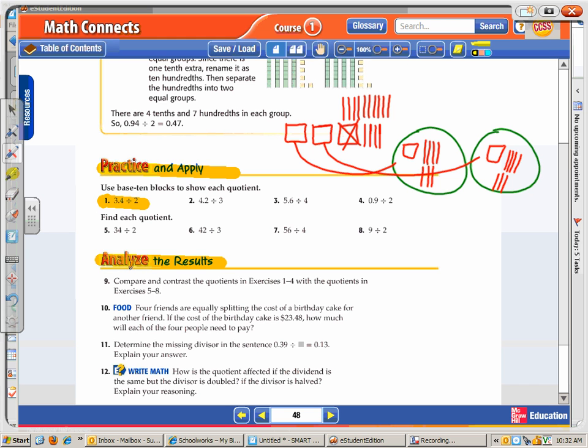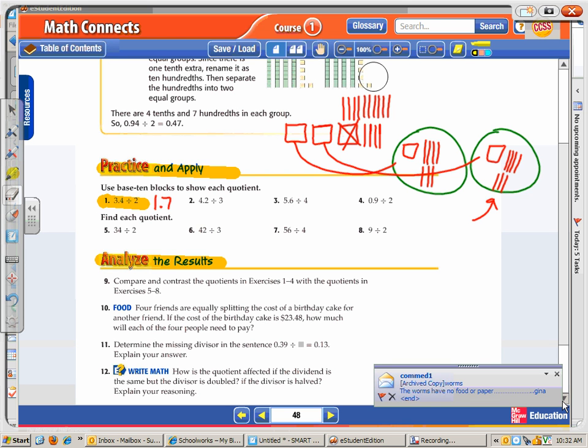And now to figure out my quotient, first of all, I want to make sure that each group has the same amount, and if they do, then I know I'm sitting good. Then I can just look at one group to tell me what my quotient is. So I should end up with 1 and 7/10. Okay. Moving on, let's do another one.